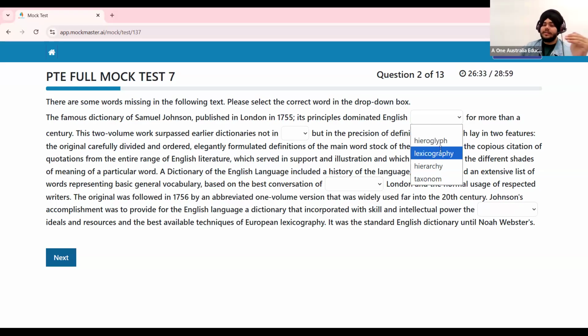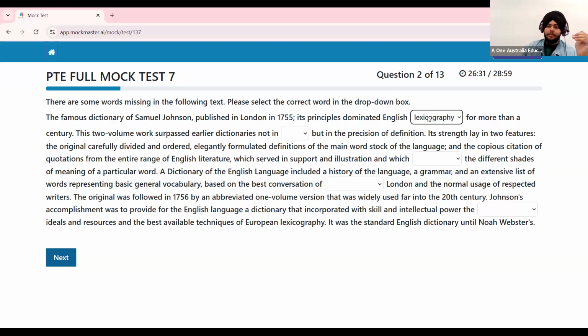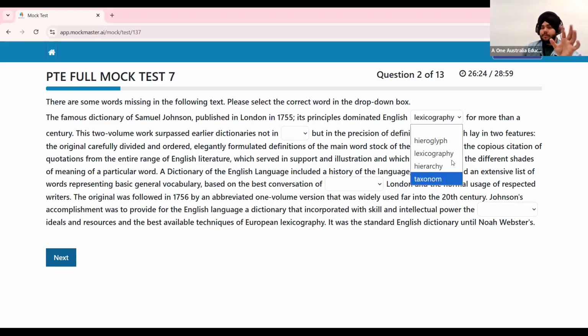Okay. The answer is lexicography, because in my opinion, it's not hieroglyph. Hieroglyphs are basically symbols. Hierarchy doesn't make sense. English hierarchy doesn't make sense. English taxonomy doesn't make sense. So it is lexicography. That is how you can try to understand.